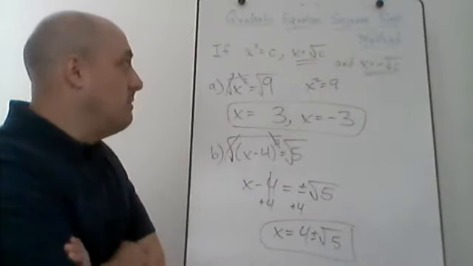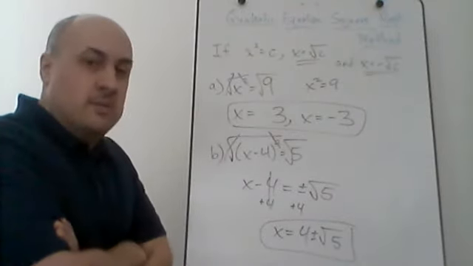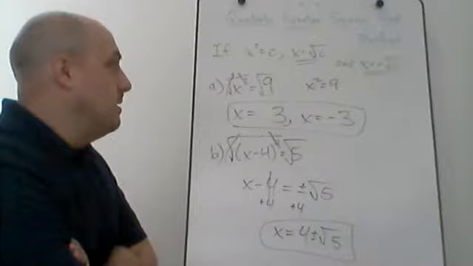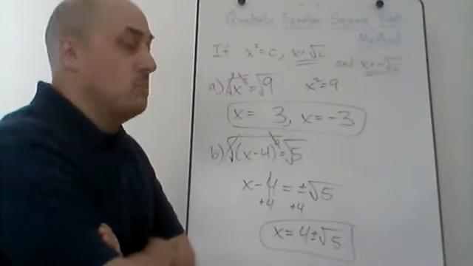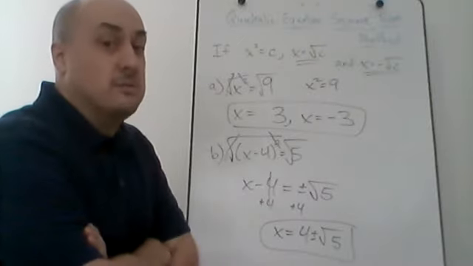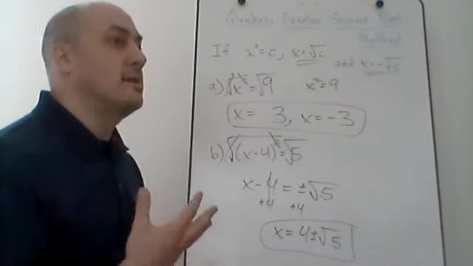So that is the square root method. Again, it's a pretty simple method to use, but it only works in certain types of quadratic equations. And if it doesn't work, that's when you have to use one of the other methods. That's why it's really important to know all the different methods that you can use.